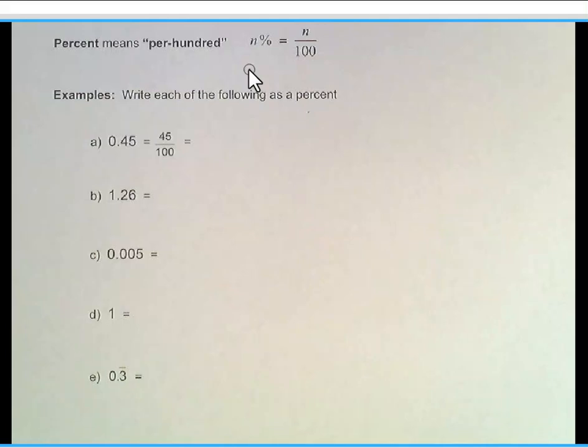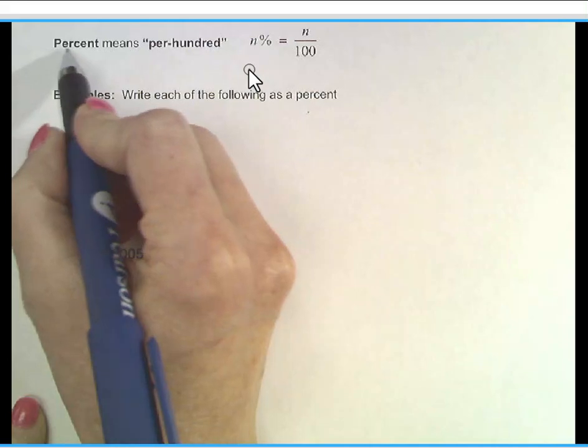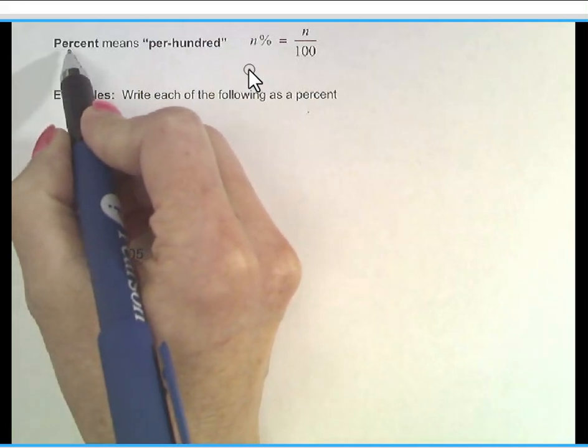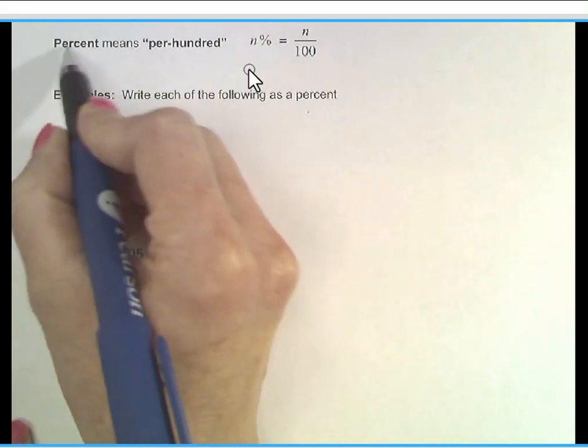In this section, we're going to look at the concept of a percent. So we're going to start by just breaking down what the word itself means. Per cent: per means you're going to be dividing by something, like miles per hour. You divide miles by hours. So per, we've got some division going on.